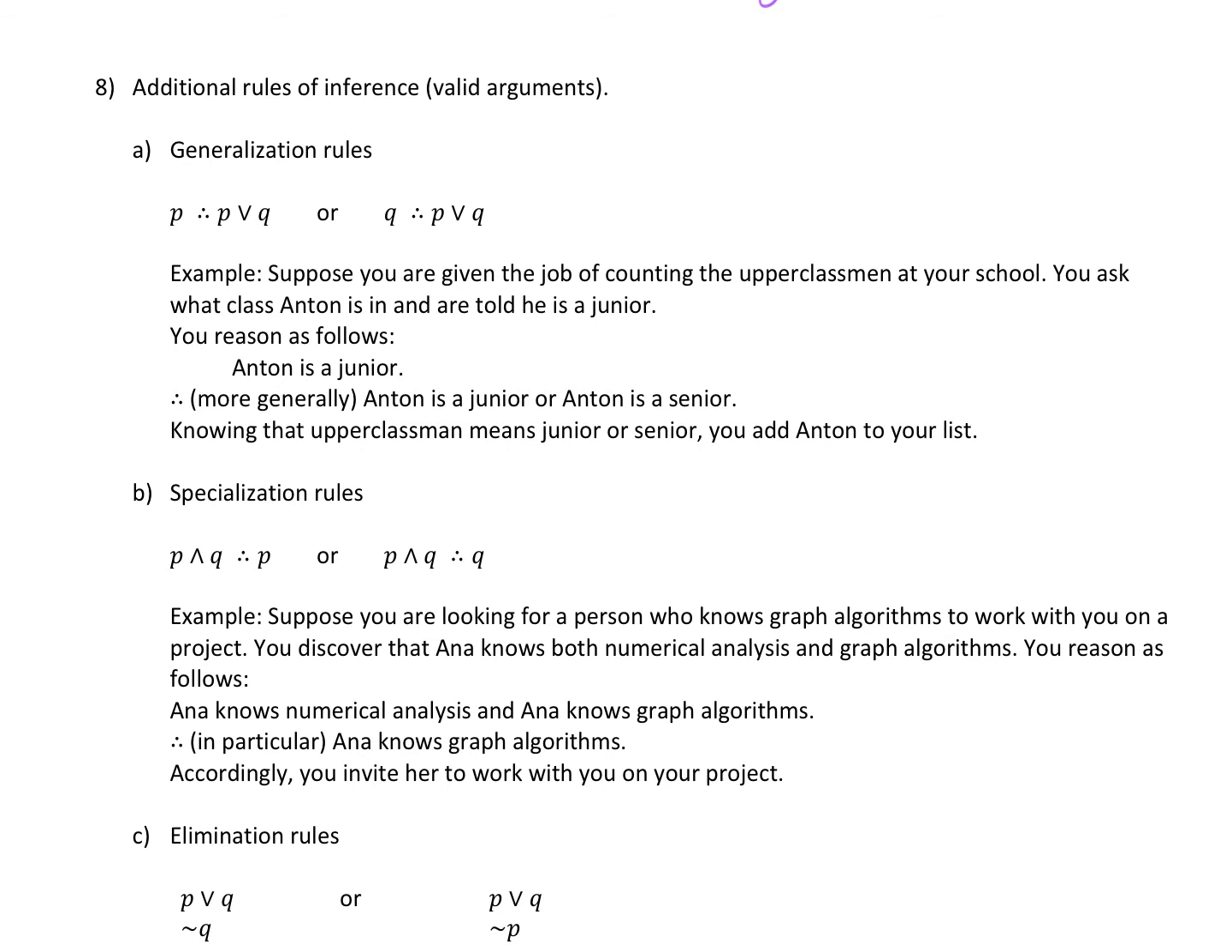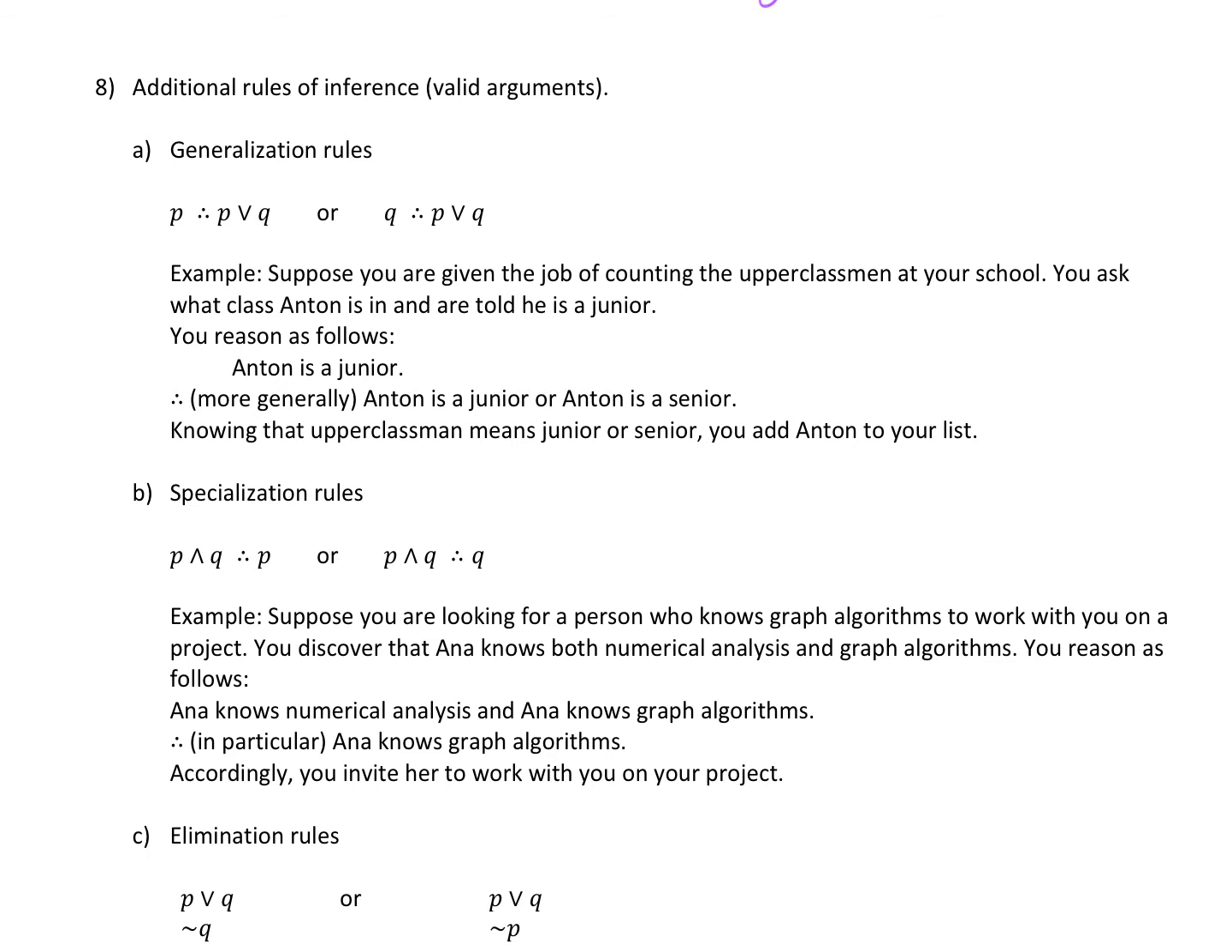Then we have another set of valid argument rules called specialization rules. So they have the form P and Q, therefore P. So if you know P and Q are true, therefore P is true. Or P and Q are true, therefore Q is true.